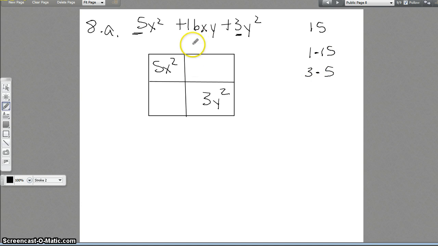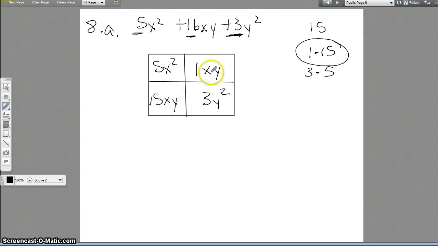Now we look at the sign in front of our last term. It's positive. That means we're going to add our factors. What are we going to try to get them to add to? We want them to add to 16. Well, that's going to be 1 and 15. So we've got a 1 and we have a 15. 1 and 15 xy's.